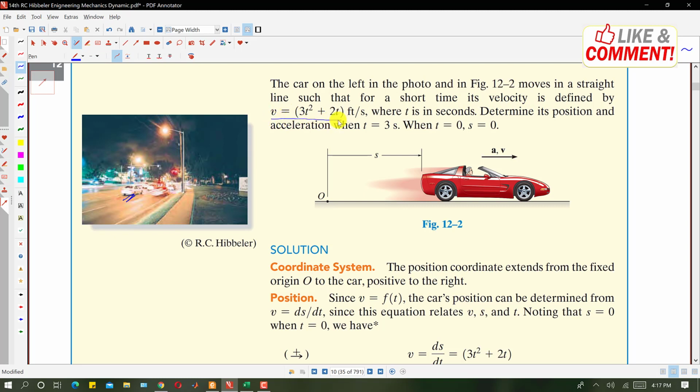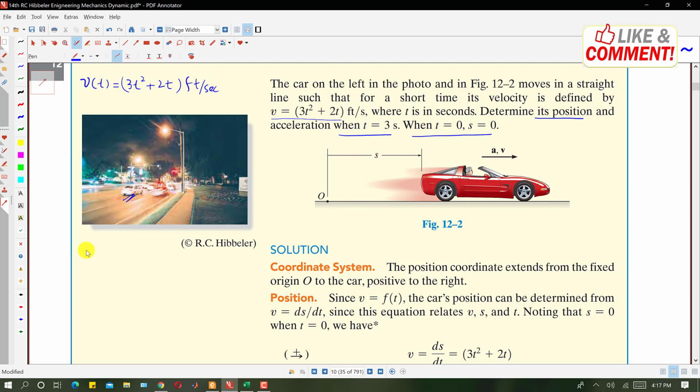So we are given the velocity function. We can write this velocity function as v of t. Since the velocity is a function of time, it is equal to 3t square plus 2t, and this is in feet per second, remember. And it is said that where t is in seconds, determine its position and acceleration when t is 3 seconds, when the initial conditions are these. So when t is equal to 0, s is equal to 0. So we have to find its position and acceleration.